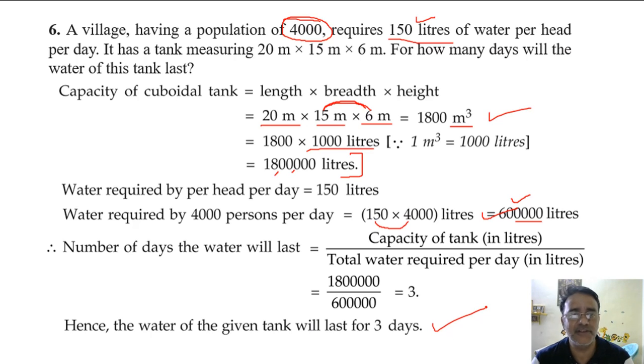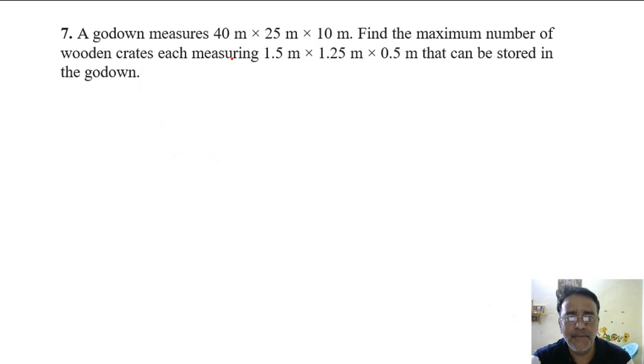Okay. Now we'll move towards question number 7. A godown measures 40 meter into 25 meter into 10 meter. Find the maximum number of wooden crates. Wait, one correction is there, because if you have the old book, you have to correct it to 15, because I have taken this from the old book. There is a correction in the old book, because in the new NCERT book it has been corrected as 15 meter. Find the maximum number of wooden crates, each measuring 1.5 meter into 1.25 meter into 0.5 meter, that can be stored in the godown.